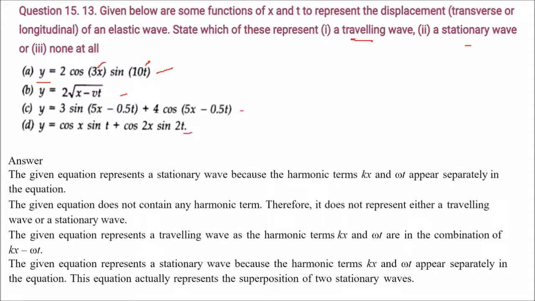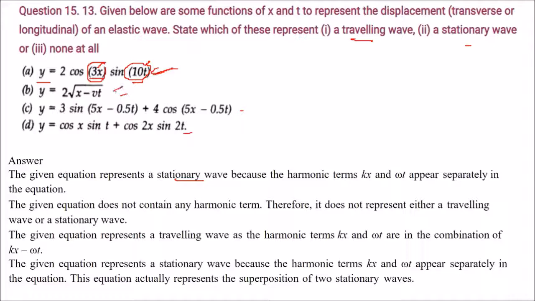First one will come here. See, this equation represents a stationary wave. Why? Because the harmonics kx and omega t appear separately, and this is only possible when we are talking about a stationary wave. In this case, y equal to 2 under root x minus vt.